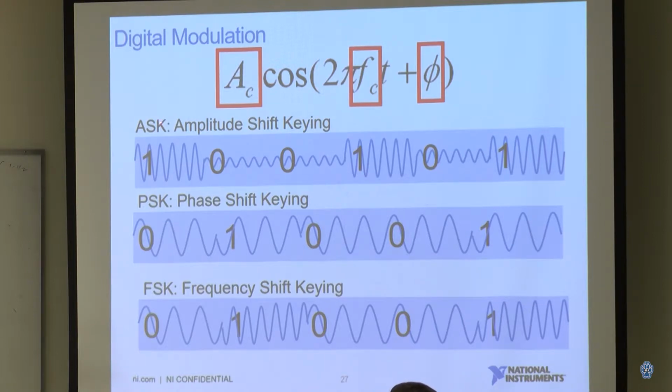The first one is called ASK, amplitude shift keying. We use 0 and 1 to represent different amplitudes. And we see here the amplitude represents 1, 0, 0, 1, 0, 1. Same idea with phase shift keying, called PSK: we use 0 and 1 to represent different phase values. And the last one is FSK, frequency shift keying, using 0 and 1 to represent different frequencies.